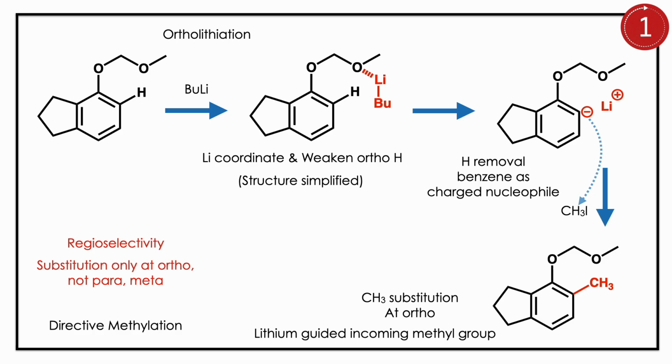So the concept you have to learn here is, whenever you have a lone pair containing atom, you should imagine ortholithiation, which will promote regioselective ortho alkylation.